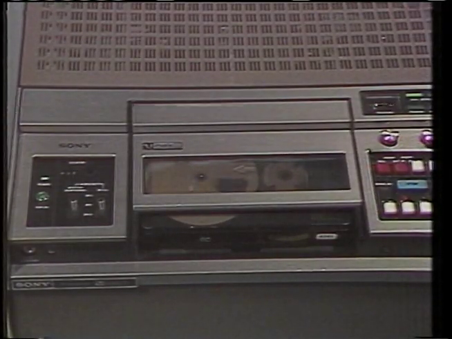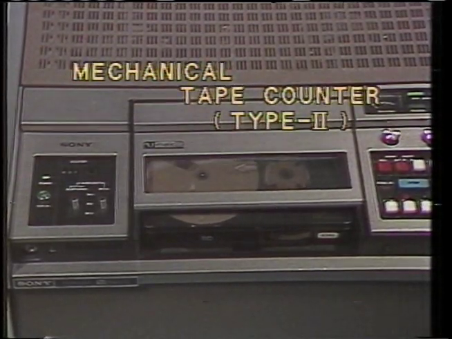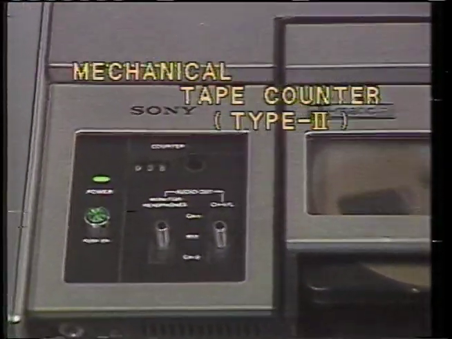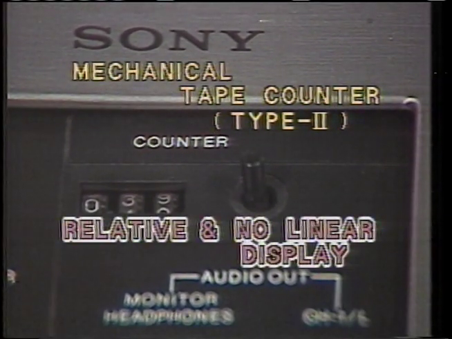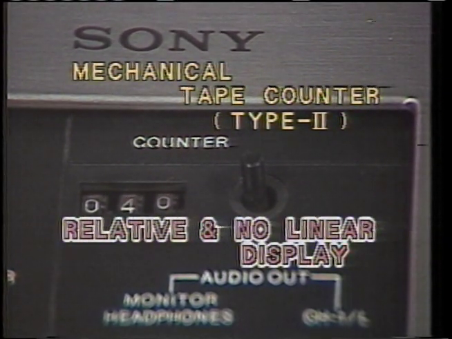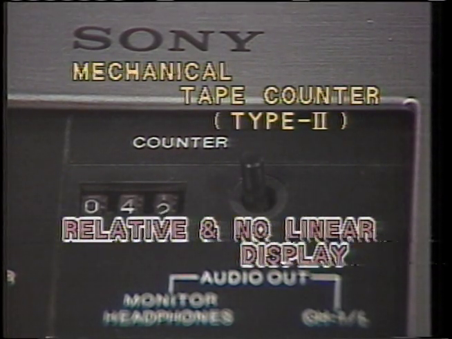The display is derived from recorded signals, and so this function does not work for fast forward, rewind, or playback when using blank tapes. A mechanical counter is incorporated in the Type 5 and Type 2 low-end models. The display only shows relative values and is not directly related to time.